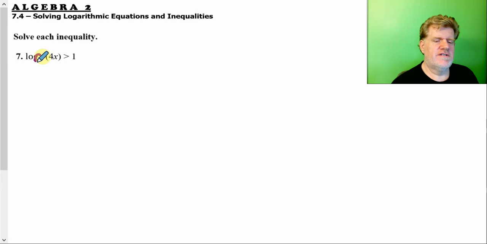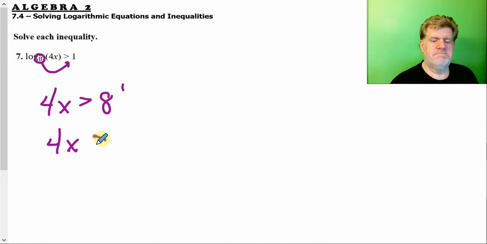Alrighty, let's start with this idea. Remember, our base is 8. One of the quick ways to think about it is to move the 8 over there. So 4x is greater than 8 to the first power. Well, 8 to the first power is 8. Divide both sides by 4. We get x is greater than 2.